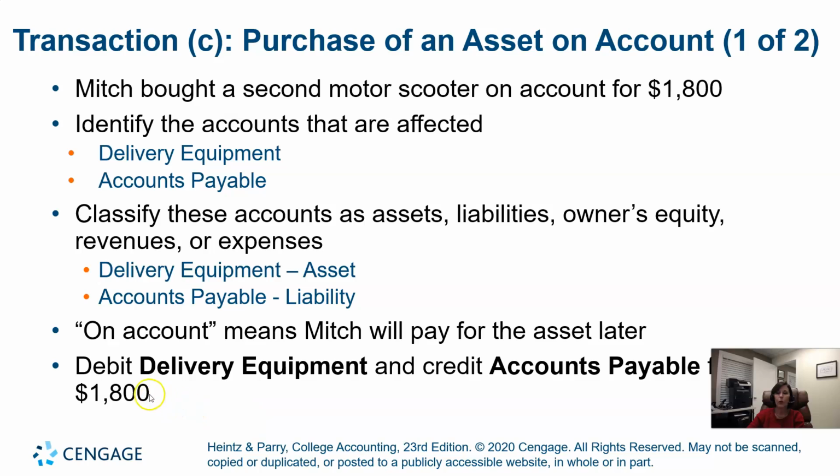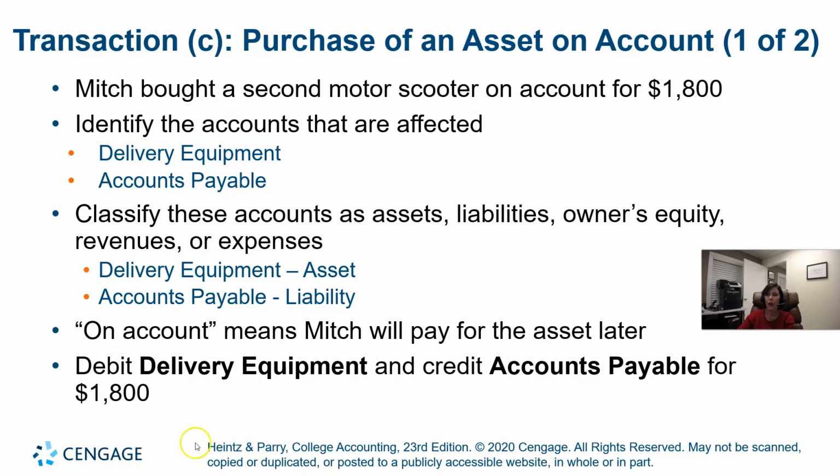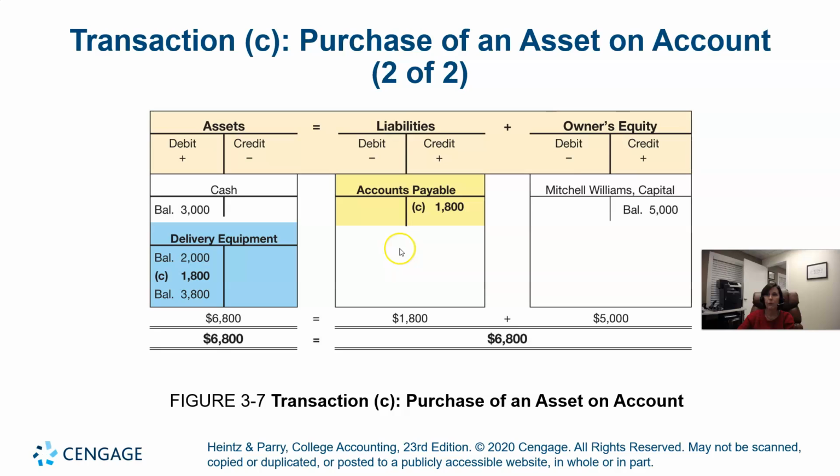So we're going to debit the delivery equipment once again to account for the new scooter, and it's a credit to accounts payable for $1,800. And if I haven't said it before, I will say it now: when you do a transaction, the total of the debits and the total of the credits must equal. If your total debits and total credits on each transaction don't equal, you are out of balance and you cannot proceed. Your balance sheet equation will not be true.